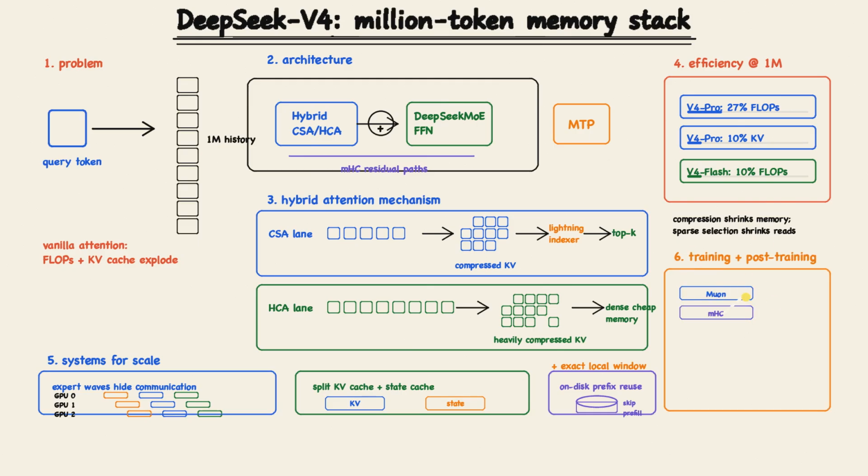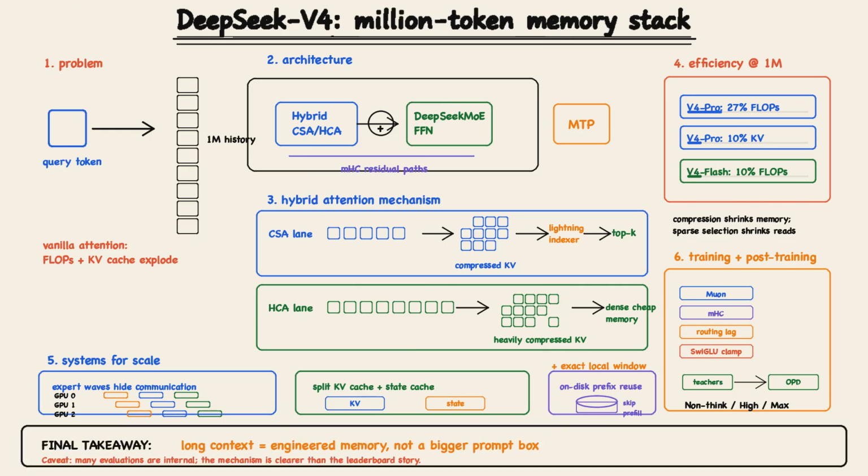The paper spends many pages on infrastructure because the architecture would otherwise be only a diagram. Expert parallel work is split into waves, so communication can hide under computation. The KV cache is split into compressed, long-lived blocks and a short-lived state cache. And on-disk prefix reuse means repeated long prompts do not need the same expensive prefill every time. Yes, the model design and the serving memory layout are tied together.